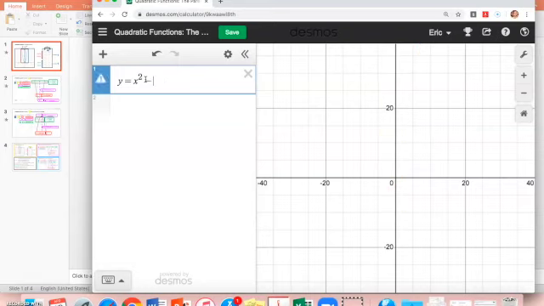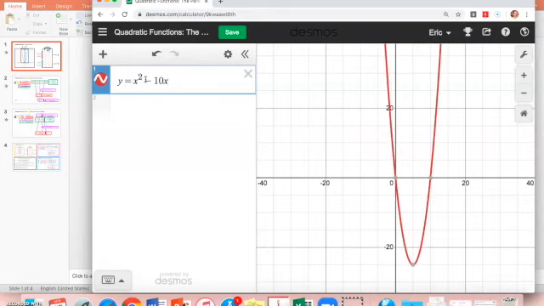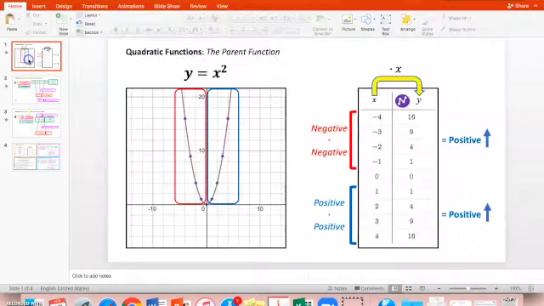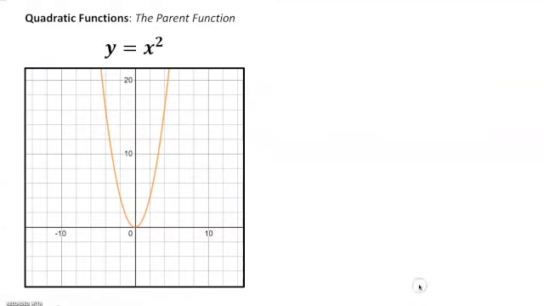I could even say y equals x squared minus 2x. Right? And notice it kind of moves. I could do 10x and it kind of moves even more. And so these changes that you can do to the parent function, the basic function, are going to be things that we look at gradually over the next month. But for now, we just need to focus on the starting point. So y equals x squared.